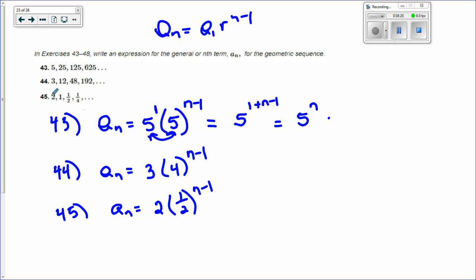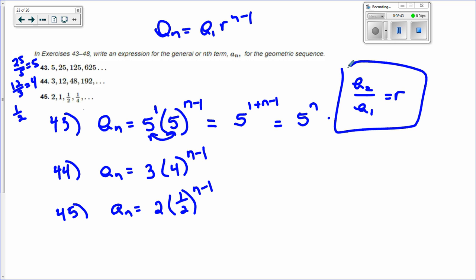So you can see for this one, if you wanted to do that, this would be 25 divided by 5. That's why r was 5. For this one, it's 12 divided by 3. That's why it was 4. And here it would be 1 divided by 2. So that's why it was 1/2. So you take a sub 2 and divide it by a sub 1, and that should give you r, if you're ever not sure of what it is. Sometimes with fractions, you're not sure.